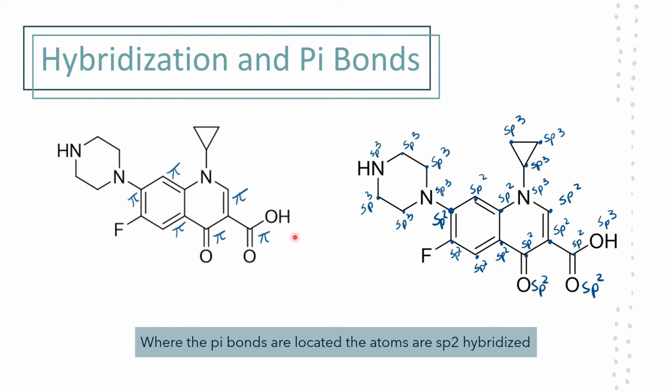Hybridization and pi bonds. Ciprofloxacin has various pi bonds, such as in the benzene ring, the ketone, and the carboxylic acid, the oxygen here in the carboxylic acid. These are sp2 hybridized because of the pi bond, and everywhere else on the atom it is sp3 hybridized, such as in the carbons, the nitrogens here in the amine groups, the carbons here in the cyclopropane, and the oxygen here that's single bonded from the carboxylic acid.